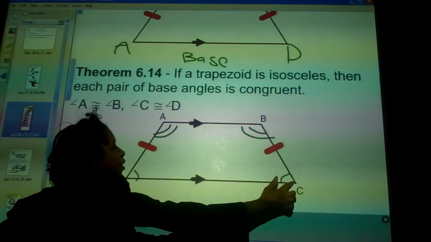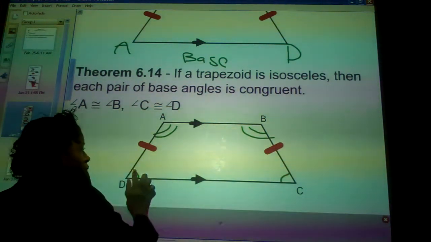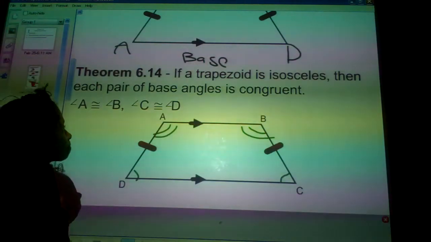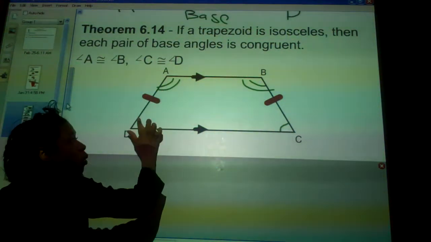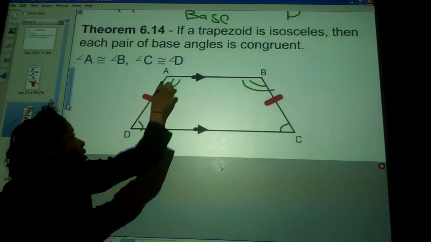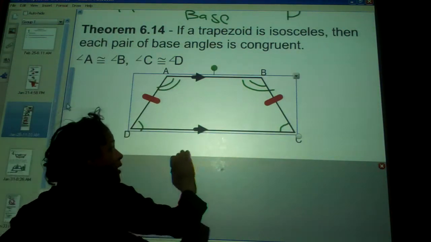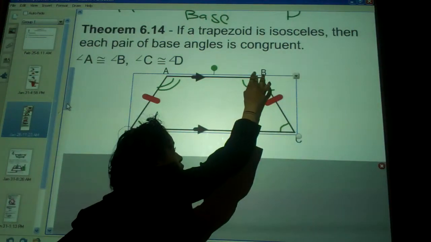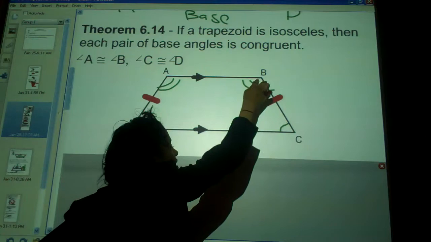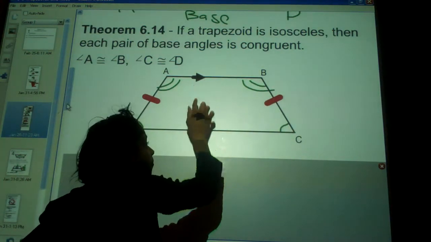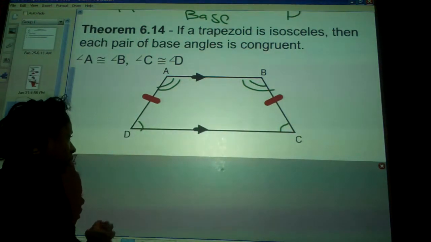They'll be on the same parallel line. That's how you'll know they'll be congruent to one another. Again, angle A will not be congruent to angle D because they're not on a parallel line. And in this example that I'm showing, angle B is not congruent to angle C because segment BC is not parallel to AD.